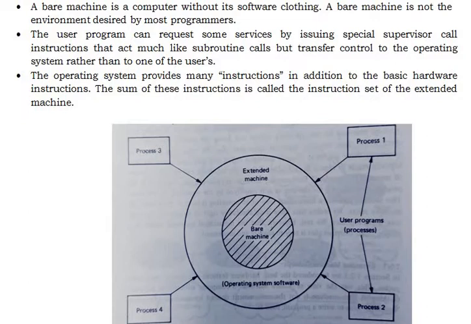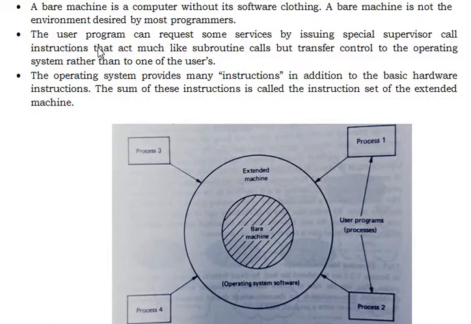Usually a bare machine is not desired or wished for by any programmers because it does not consist of any software. So see our first point: a bare machine is a computer without its software. It does not consist of any software. A bare machine environment is not desired by most programmers.